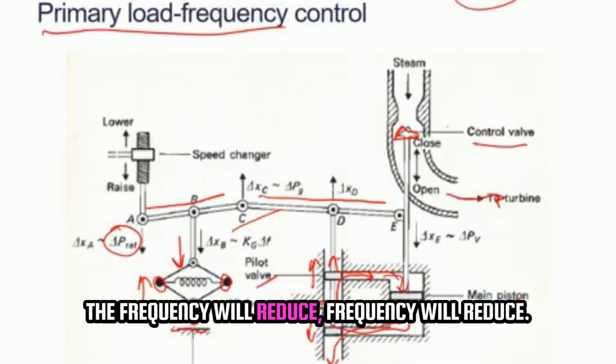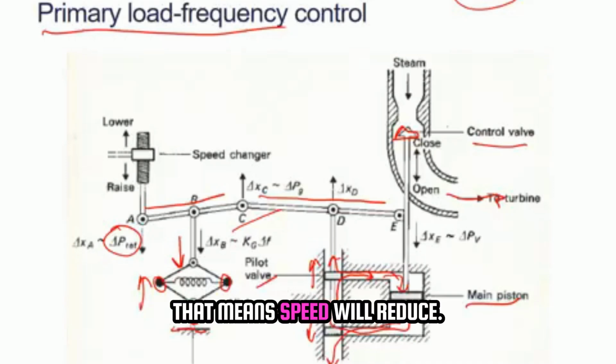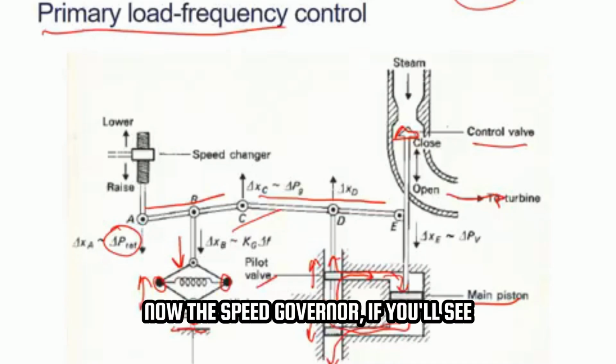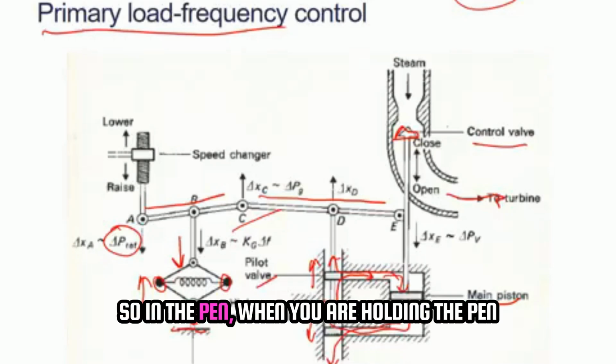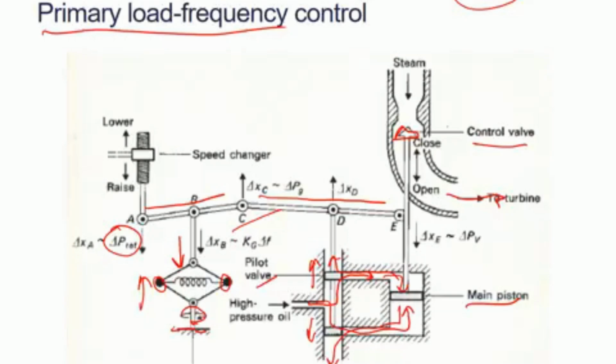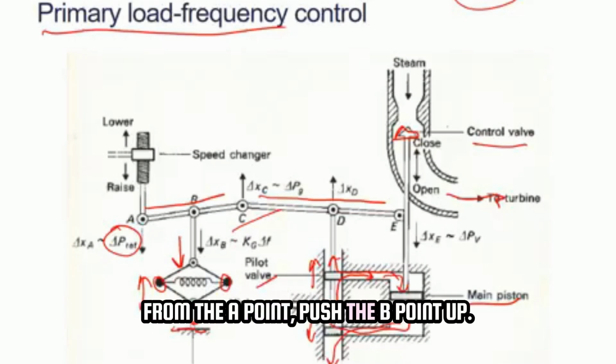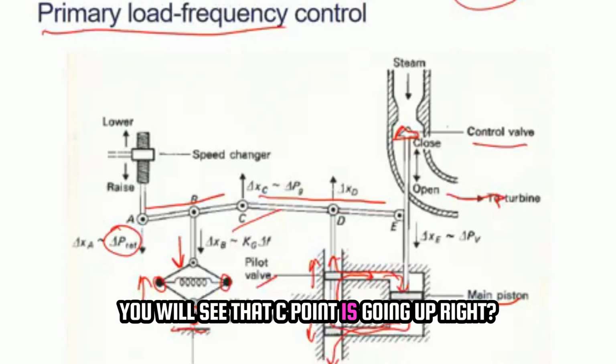The frequency will reduce, that means speed will reduce. Now the speed governor, if you'll see, both the balls will come closer to each other, and eventually it will push the B point up, right? So it will move the B point up. So in the pen, when you're holding the pen from the A point and pushing the B point up, you will see that C point is going up.